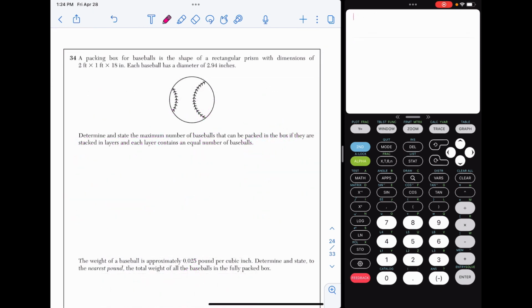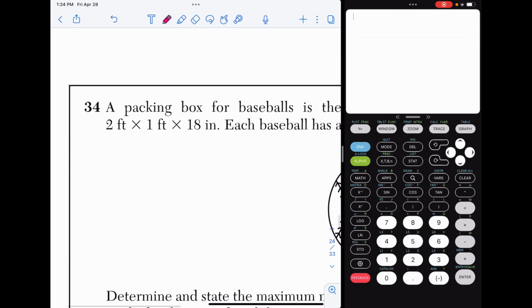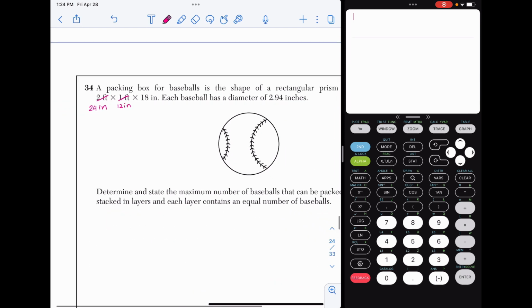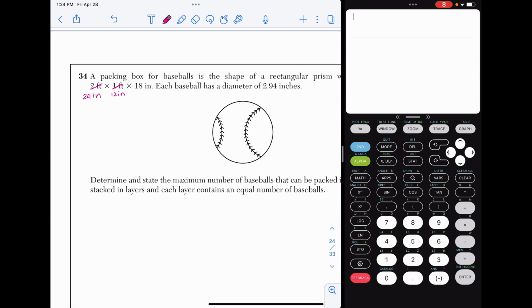Okay, for number 34, a packing box for baseballs is the shape of a rectangular prism with dimensions of 2 feet by 1 foot by 18 inches. Each baseball has a diameter of 2.94 inches. Well, let's notice immediately the mismatch of units and get them to be uniform. So I'm going to say this is 24 inches, 12 inches, and now everything has the same unit of inches.